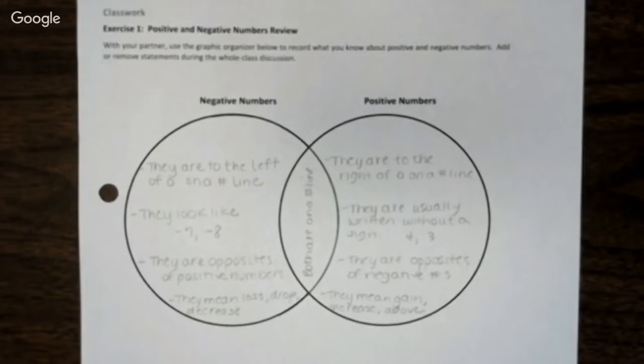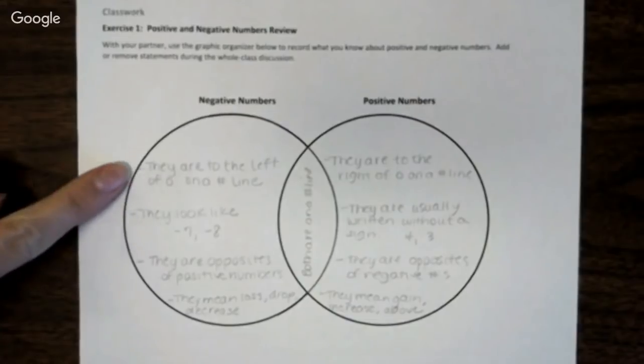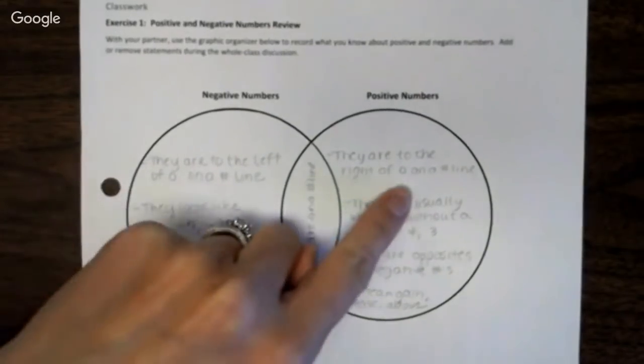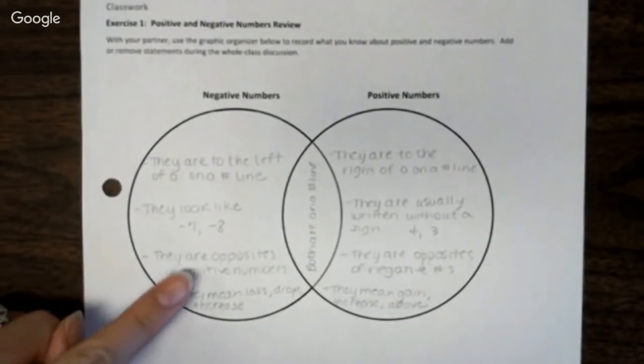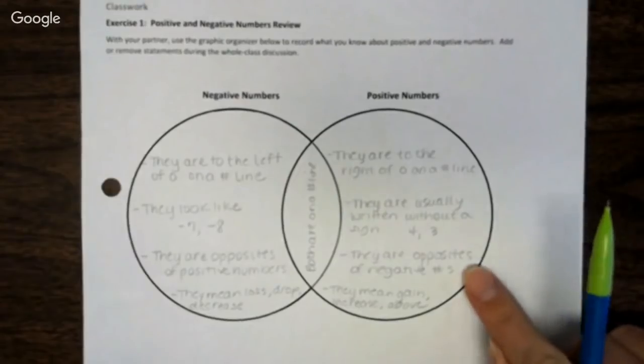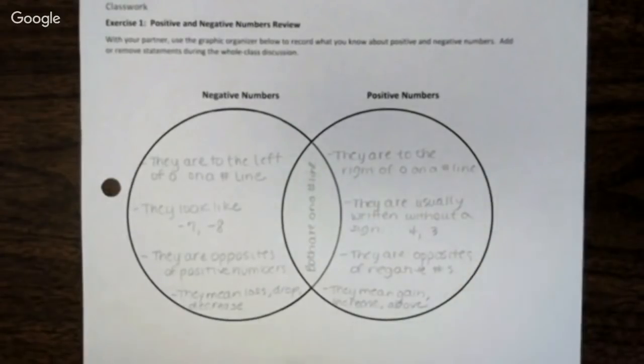So we are going to be working on Module 2, Lesson 1 today. And in the beginning of class, we had a discussion about the similarities and differences between positive and negative numbers. You can see some of the things we have come up with, how negative numbers are to the left of 0, positive numbers are to the right. We have that negative numbers are opposites of positive numbers. Positive numbers are opposite of negative numbers.